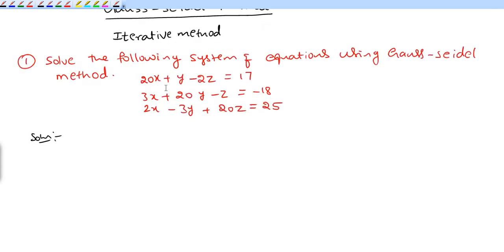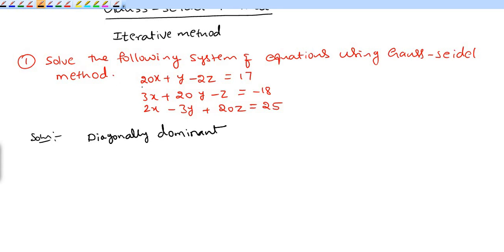Now let us take an example directly, and we will take the solution part. In this method, 3 equations will be given. The first step is to check whether the system of equations is diagonally dominant. What do you mean by this?